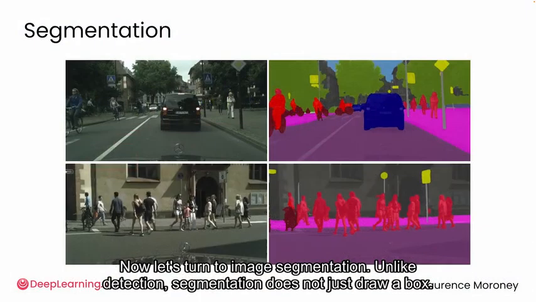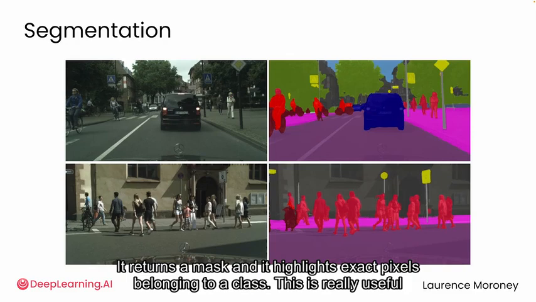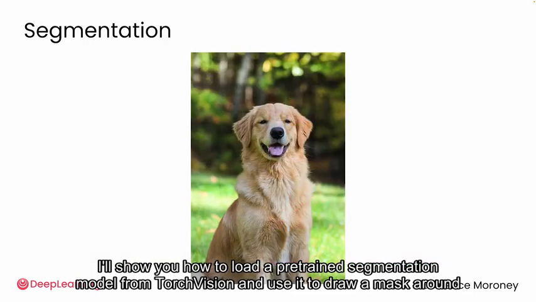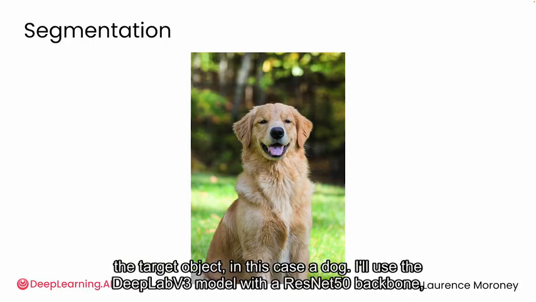Now let's turn to image segmentation. Unlike detection, segmentation does not just draw a box, it returns a mask, and it highlights exact pixels belonging to a class. And this is really useful for tasks like medical image analysis, autonomous driving, or background replacement. I'll show you how to load a pre-trained segmentation model from Torch Vision and use it to draw a mask around the target object, in this case, a dog.